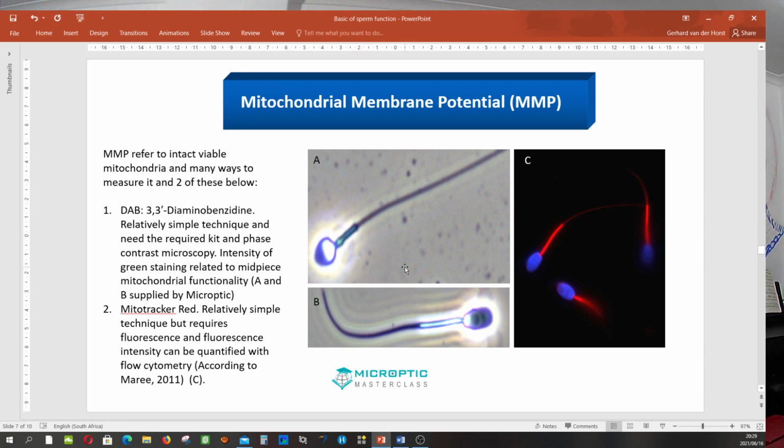The advantage of this technique is that you only need phase contrast microscopy. Perhaps a more detailed technique is mitochondrial membrane potential, as done by MitoTracker Red, and you can see how well it defines the mitochondria within the midpiece. And this can also be used for flow cytometry. So it is very important to allude to what the mitochondrial activity actually is.